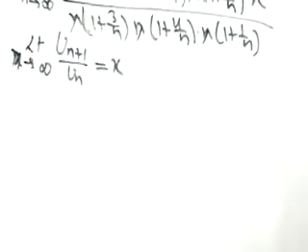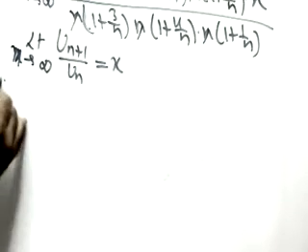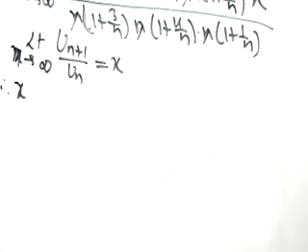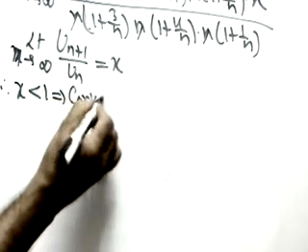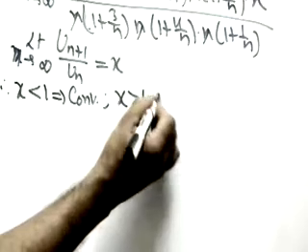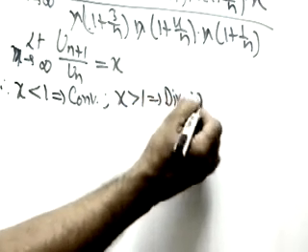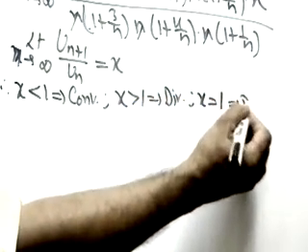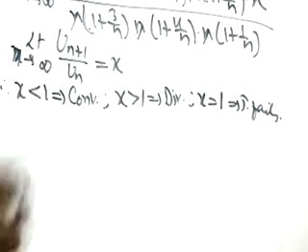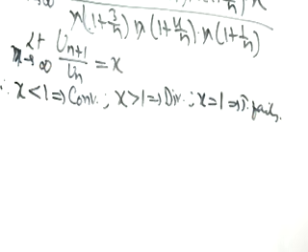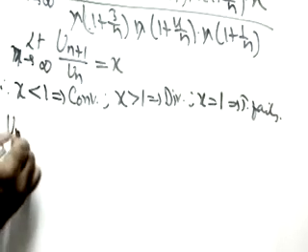Since x is a variable, we have to write all the conditions of D'Alembert's ratio test. Therefore x less than 1 implies convergent, x greater than 1 implies divergent, x equals 1 implies the test fails. So the test fails at x equals 1. Let us do it for x equals 1.